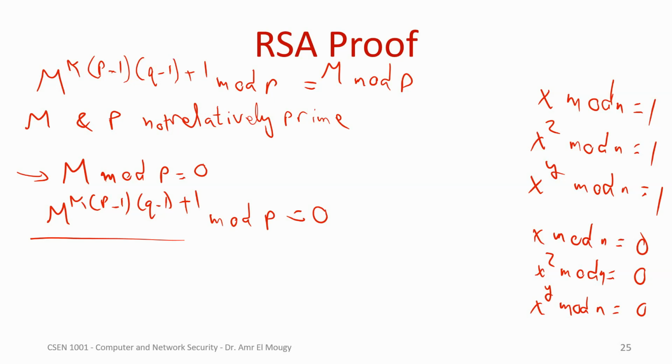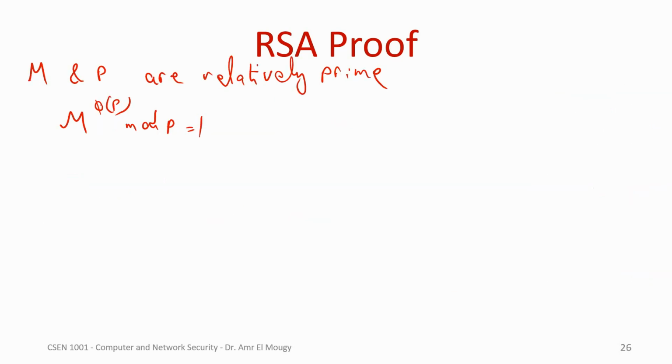So in our first case, we assumed that m and p are not relatively prime. That means their greatest common divisor is not 1. That means that m mod p is equal to 0, and we showed that in this case, m power k(p-1)(q-1) plus 1 is equal to m mod p, which is 0. In our second case, we are assuming now that m and p are relatively prime. So now Euler's theorem is satisfied. So m phi p mod p is equal to 1. So now we can proceed.